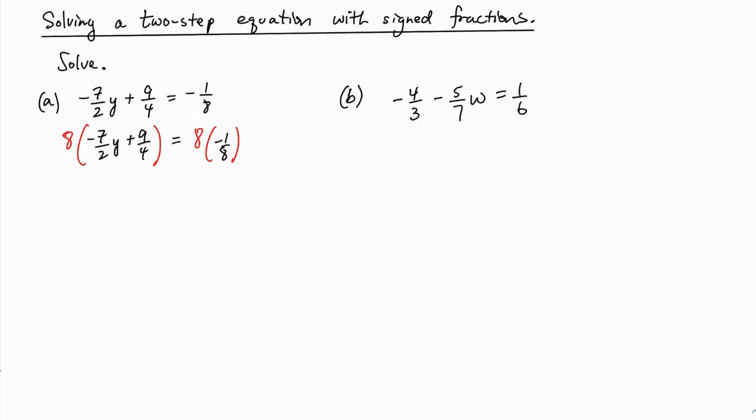That is, when you distribute 8 to negative 7 over 2, well, first do 8 divided by 2, which is 4 in the numerator. So 4 times negative 7 in the numerator is simply negative 28. And notice y is in the numerator as well. So this becomes negative 28y.